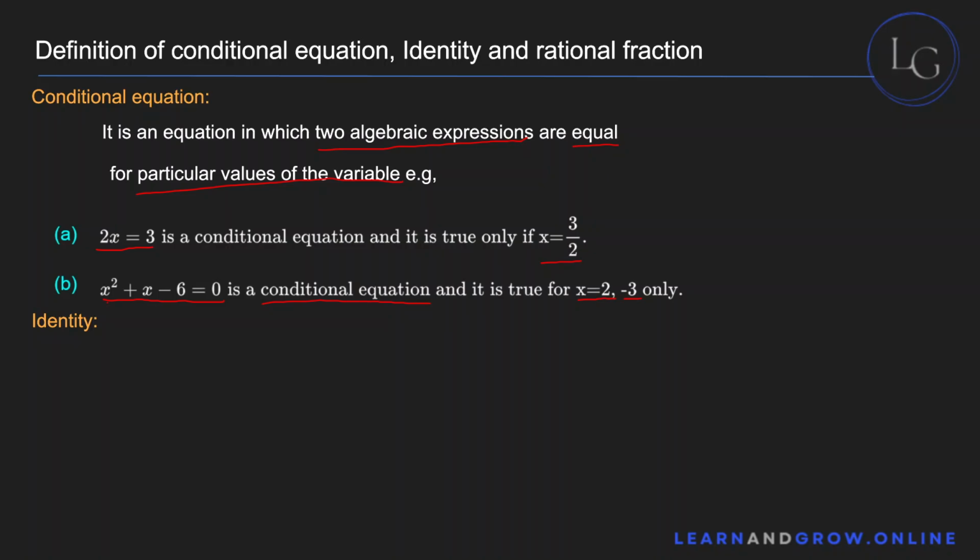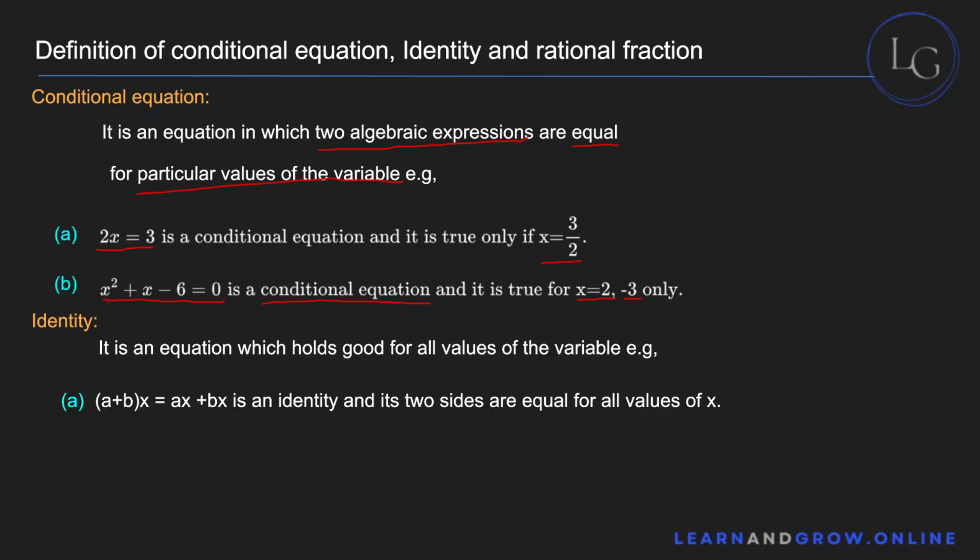Now let's discuss what an identity is. It is an equation which holds good for all values of the variable. So basically you have this equation, and this equation is an identity, and its two sides are equal for all values of x. So if you basically plug in any value of x, the left hand side will be equal to the right hand side. So this is an identity.